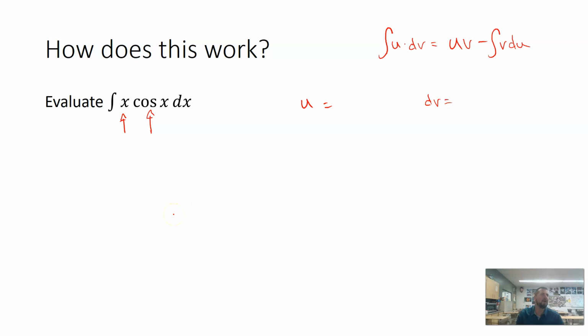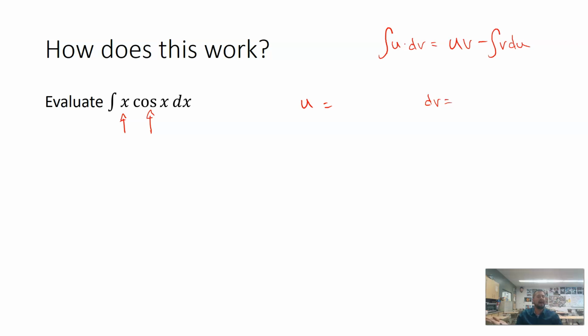The first question you want to ask yourself is, is there one of those two functions that I do not know how to take the antiderivative of? If you don't know how to take the antiderivative of one of them, then that's automatically going to be your u. Because, and you'll see why in just a second, when we choose our dv, I have to know the antiderivative of that. In this case, I know the antiderivative of both x and cosine of x, so that doesn't help me at all in choosing my u or my dv.